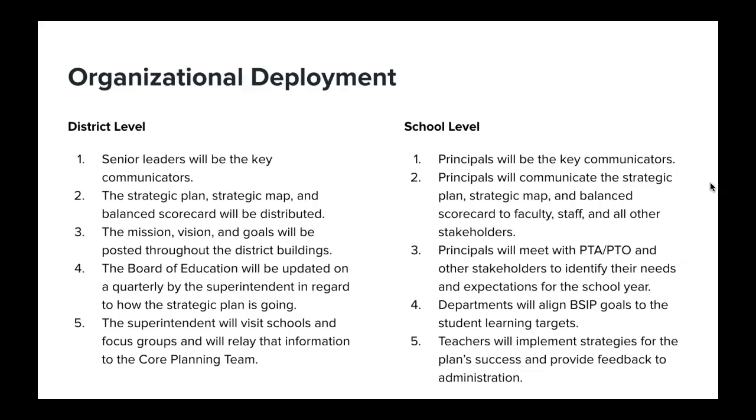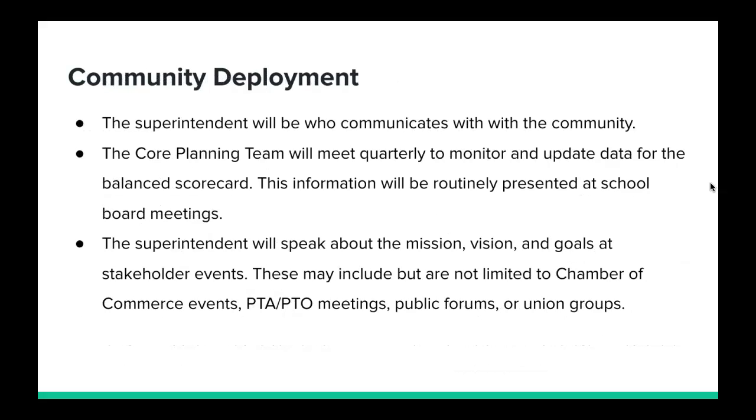And then teachers will implement strategies for the plan's success and provide feedback to administration. Now for the community, the superintendent will be who communicates with the community. They're the face of the district. And then you have the core planning team meeting quarterly to monitor and update data for the balanced scorecard. And this is information that will be routinely presented at the school board meetings, which is on a monthly basis.